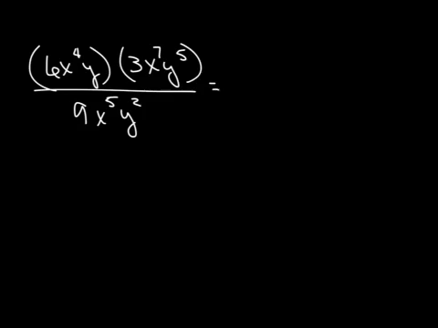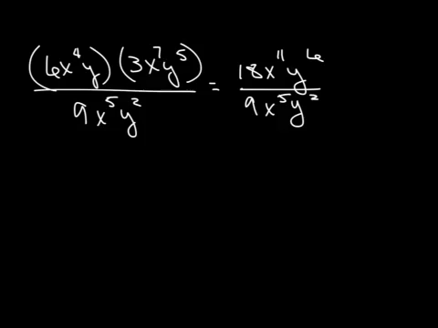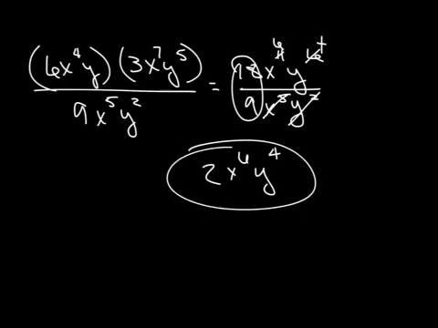When we do that, we get 18, 6 times 3. Our x is 4 plus 7, because we add when we multiply, and our y is 1 plus 5. Now we have one term or monomial on top, and we have one on the bottom. Now we can divide. 18 divided by 9 is 2. We're going to take these 5, and take 5 there, and that leaves me with an x to the 6th. I'm going to take these 2, and take 2 from there, and that leaves me with 4. So I'm going to have y to the 4th, and I'm done.